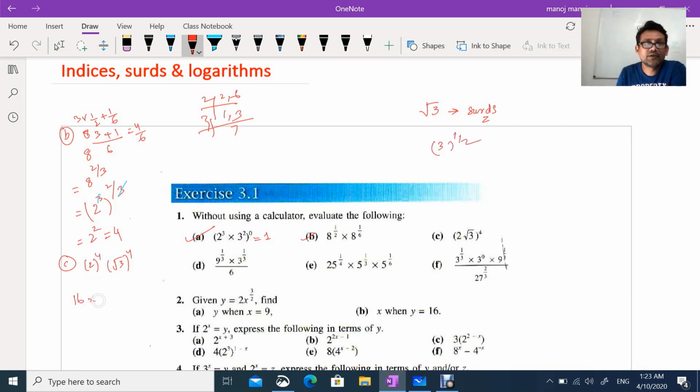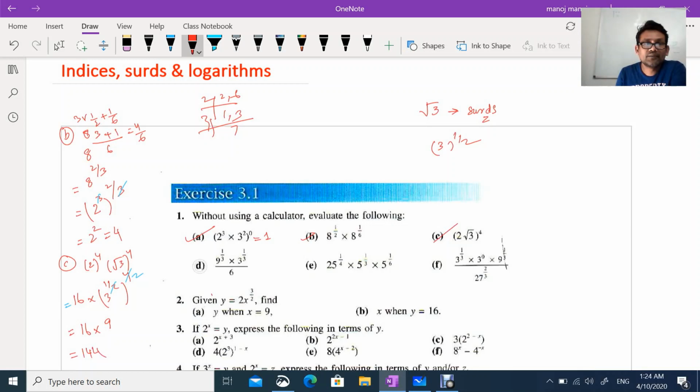So we can write here 3 power 1 upon 2, and the power is 4, and then we can cancel by 2. So 16 multiplied by 3 power 2, which is 9, so you can get the answer: 16 multiplied by 9 is 144, and we got the answer. I mean, this is just for the practice.